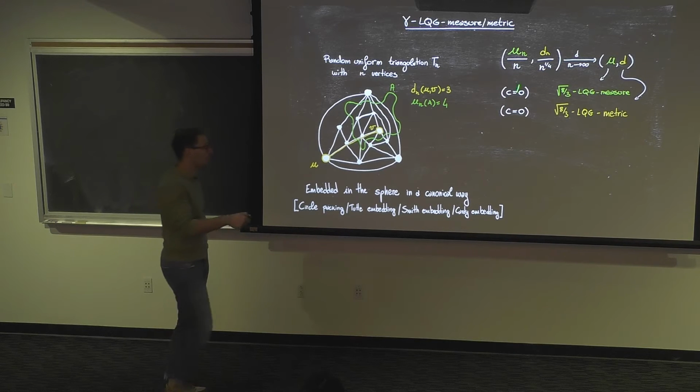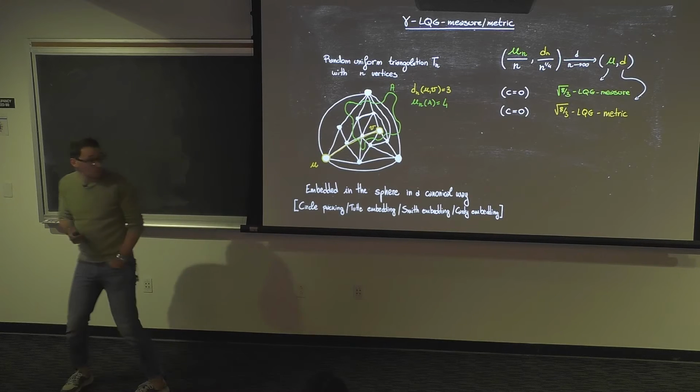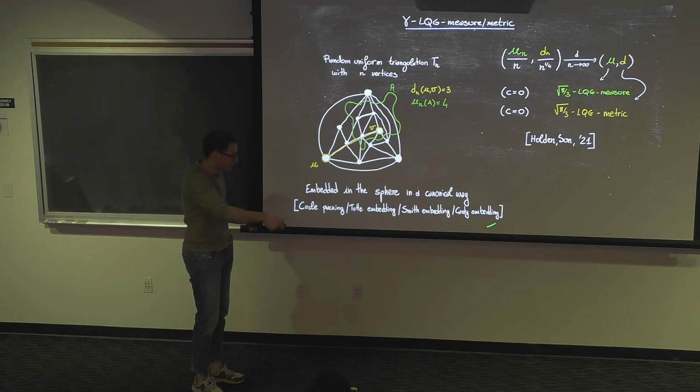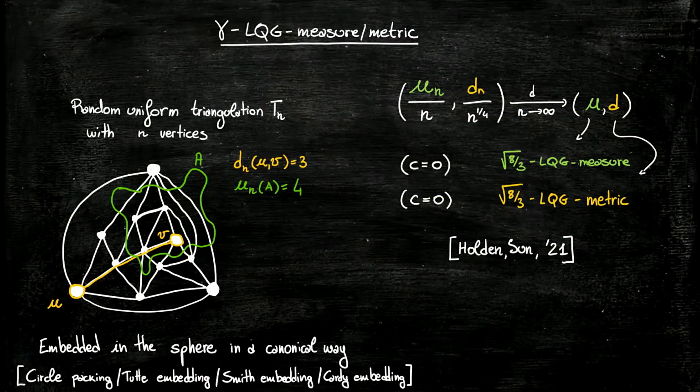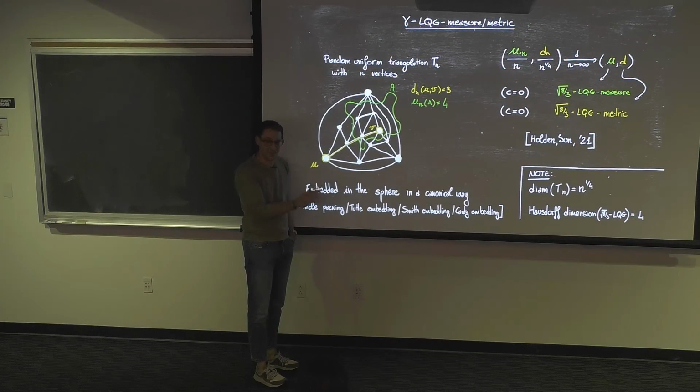For people that love more central charges, this is central charge 0. And this has been proved, at least for this specific embedding and for the topology of the triangle, by Nina Holden and Xin Sun in an astonishing recent paper. And using different embeddings, you get different results? No, at least the conjecture is that these results should be very, very universal.